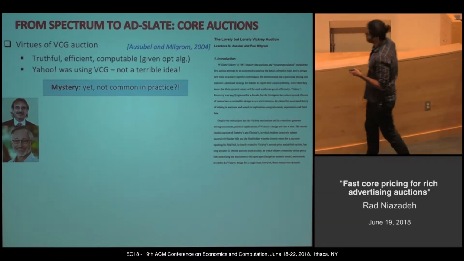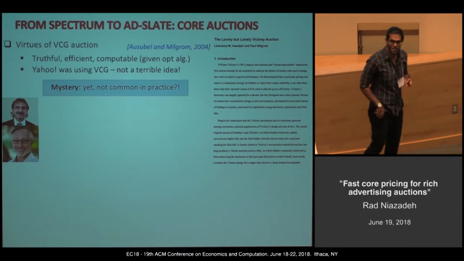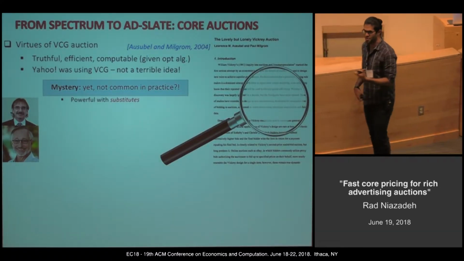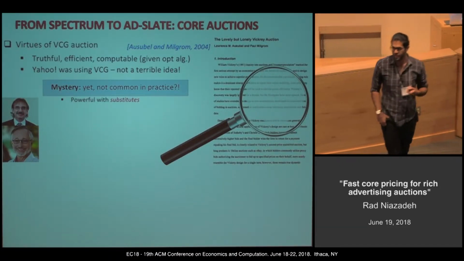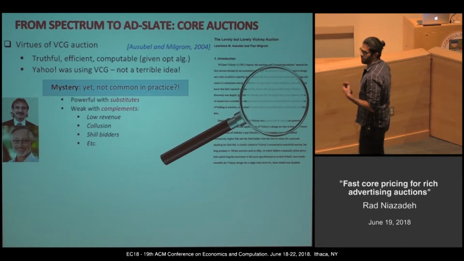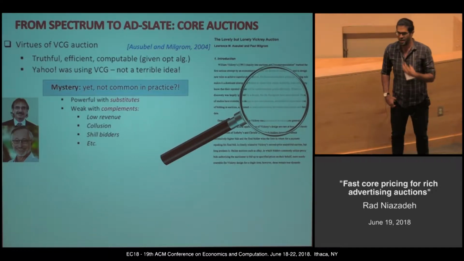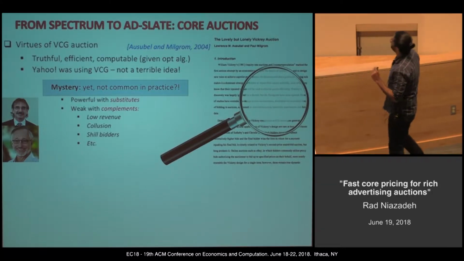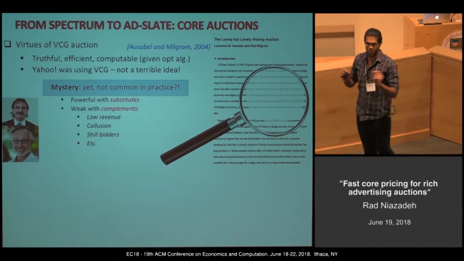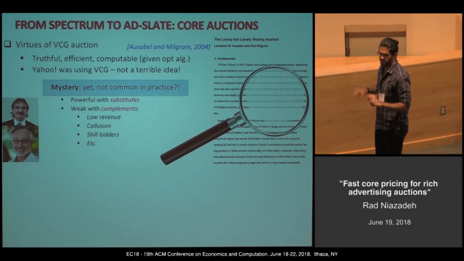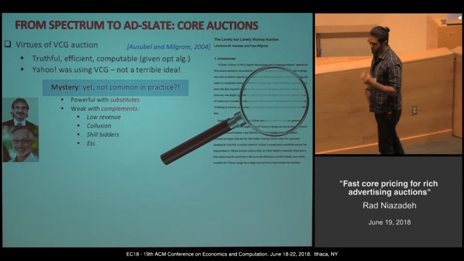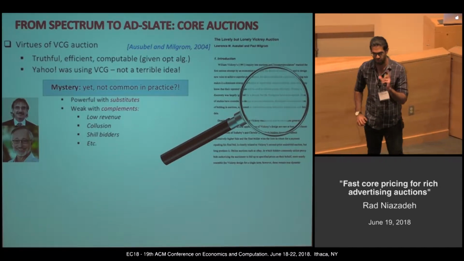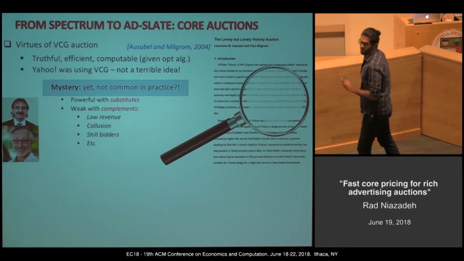So Larry and Paul have this awesome paper called Lovely But Lonely Vickrey Auction. And they argue that VCG is a powerful auction when you have substitutes, but when you have complements, there will be a list of undesirable properties of VCG from the standpoint of a practitioner. In particular, it has low revenue. Bidders might have the incentive to use fake names and disaggregate in the auction. It's called shill bidding. And there might be groups of people that want to form a blocking coalition or a collusion, etc.